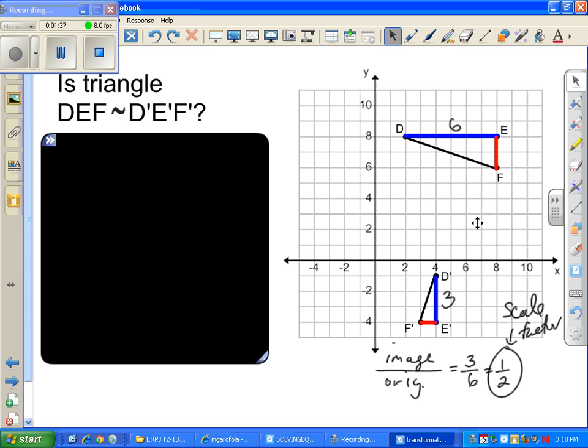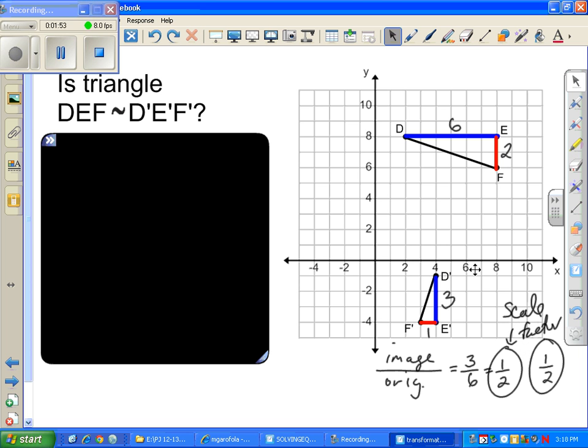We could verify this with the sides that are in red also. If you look at EF, it's 2 units. E prime, F prime is 1 unit. That ratio is also 1 to 2, or 1/2. So we know our scale factor is going to be 1/2.